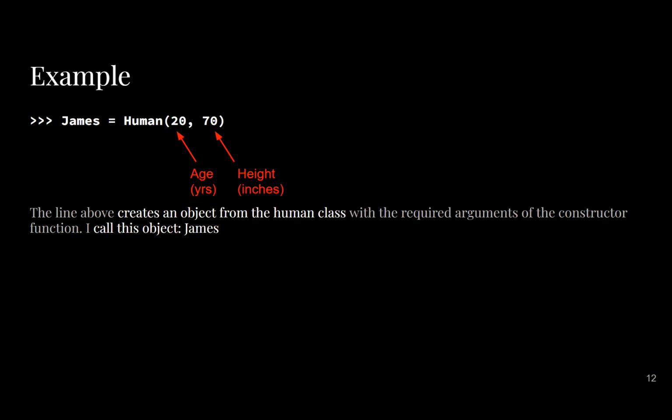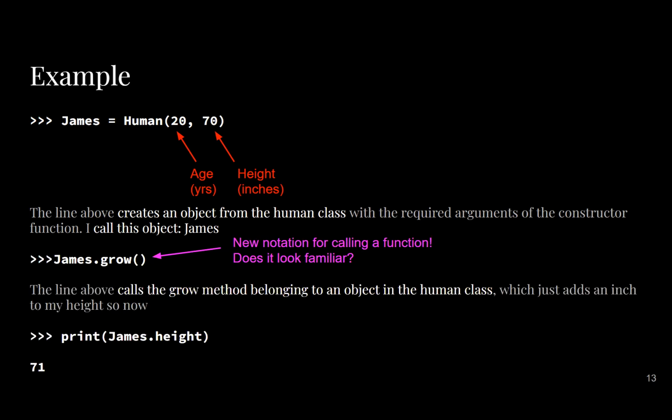This way, if James grows taller by 1 inch, we can call the method grow on this object. The grow method modifies height by adding 1 inch to it. So now if you call for the height property of the James instance of human, this object, then you get 70 plus 1 is 71.